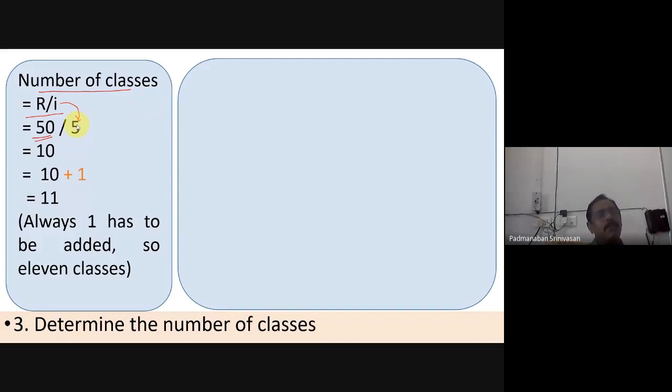So 50 by 5 is 10, and always add 1 to it. So we will have 11 classes. The number of classes is 11 for our data, which we have taken, 56 data. For that we have to keep 11 classes. Okay.